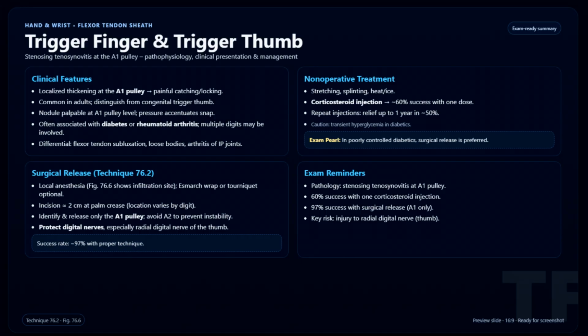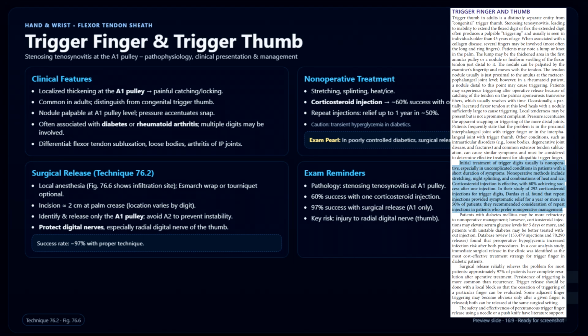Treatment typically begins with non-operative management. This includes stretching, splinting, and combinations of heat and ice. Corticosteroid injection remains the cornerstone of conservative treatment. Clinical studies demonstrate a success rate of approximately 60% with a single injection.